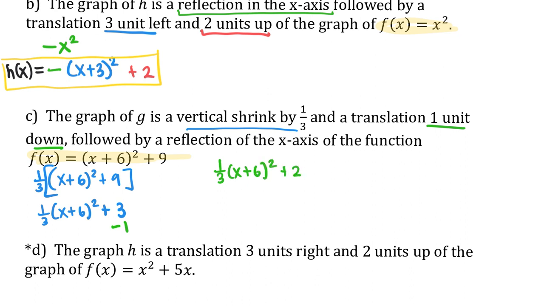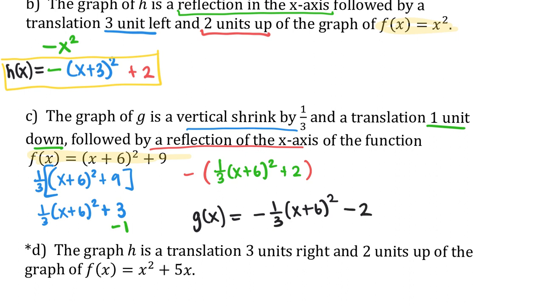Okay, now what? Reflection in the x-axis. So I need the whole thing to change signs. And that's going to be our result. Yep, g of x equals, let's make this look nicer. Negative 1/3 (x plus 6) squared. Distribute the minus, minus 2. Okay, that one had a lot.